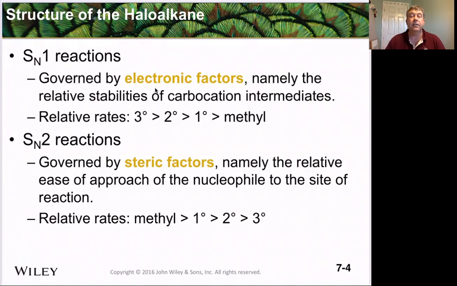Okay? In SN2 reactions, it's governed by steric properties. Basically the relative ease at which it is for the nucleophile to approach the backside of where the leaving group is. That means that the methyl group and primary halides are the more reactive because they have smaller groups behind it, with secondary being intermediate and tertiary being very difficult to have a nucleophile come into the backside of that reaction. So let's look at these again.